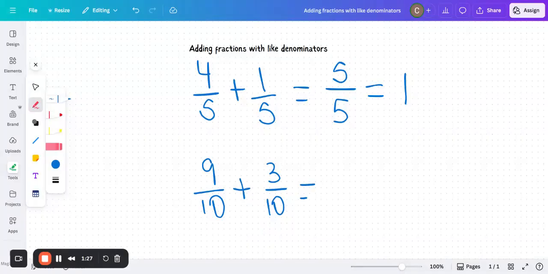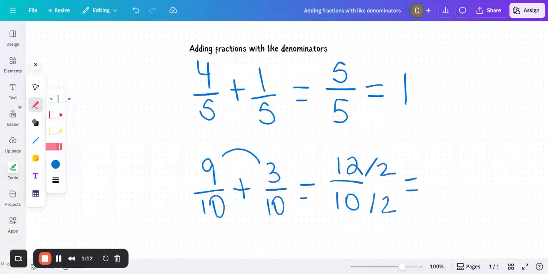Now with my next example, again, I'm going to go through that same process, keep the denominator the same, add my numerators, and I get 12 out of 10. This one I can also simplify by dividing them both by 2, like I did in a previous example, and I get 6 out of 5. Now this one, notice that my numerator is larger than my denominator, meaning that I have more than 1. So I can switch this to a mixed number.